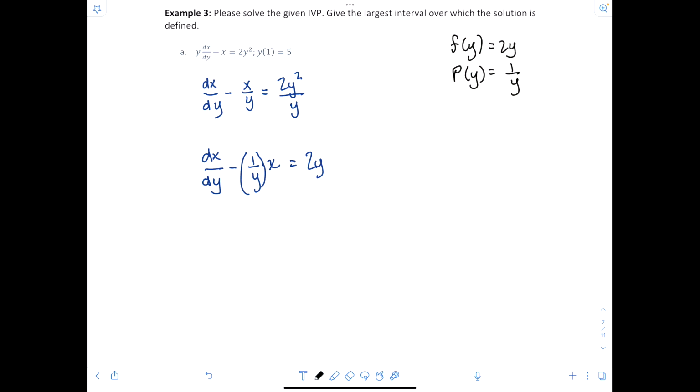And I'm sorry, we also have this negative, so I can write that as plus a negative. Make that negative. So our integrating factor is going to be e to the integral of negative 1 over y dy.